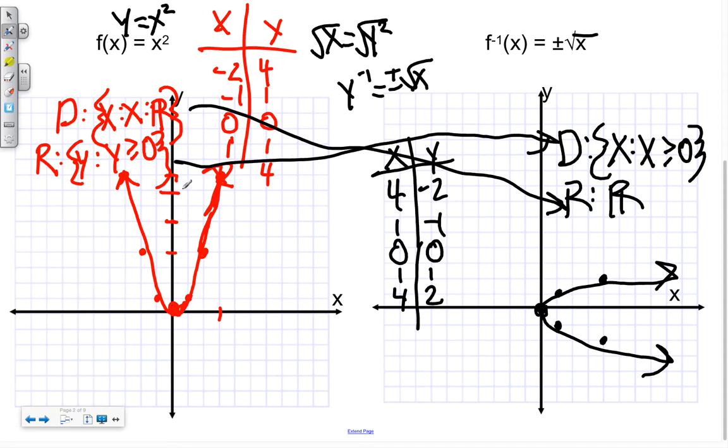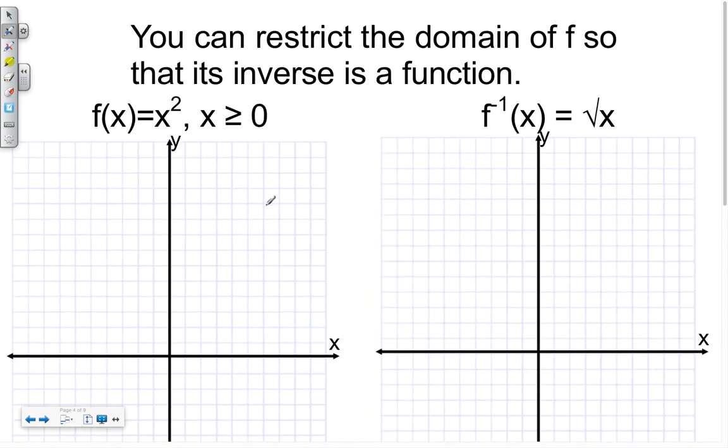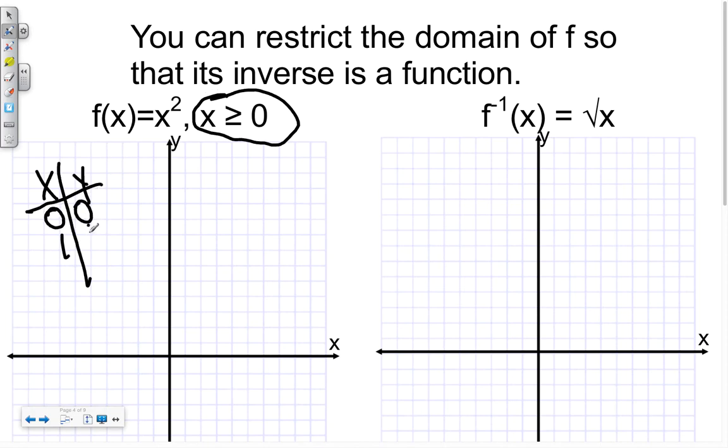Okay, moving on. Now we're putting a restriction on the domain. So here's the domain now. It's already telling you what to plug in. So now instead of plugging in positive and negative values, you're only plugging in positive. So we can plug in 0, we get 0. Plug in 1, you get 1. Plug in 2, you get 4. Plug in 3, you get 9.